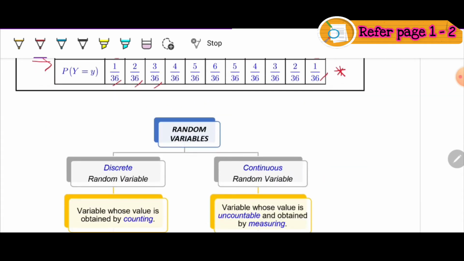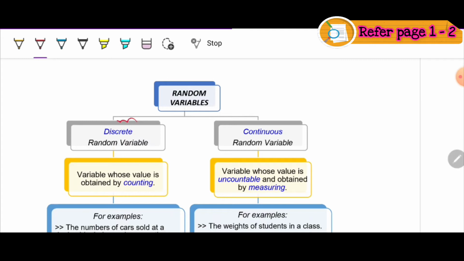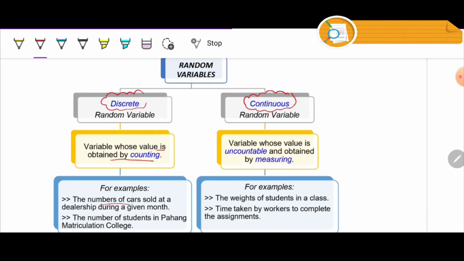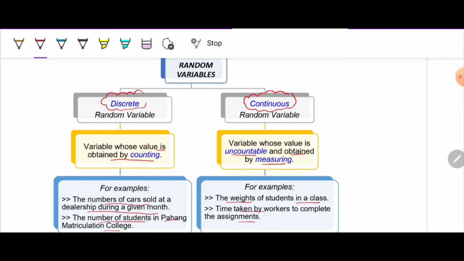Actually, there are two types of random variable, which are discrete and continuous. A discrete random variable is a value obtained by counting. For example, the number of cars sold at a dealership during a given month, or the number of students in KMPH. A continuous random variable is uncountable and obtained by measuring. For example, the weight of students in a class and the time taken by workers to complete the assignment.